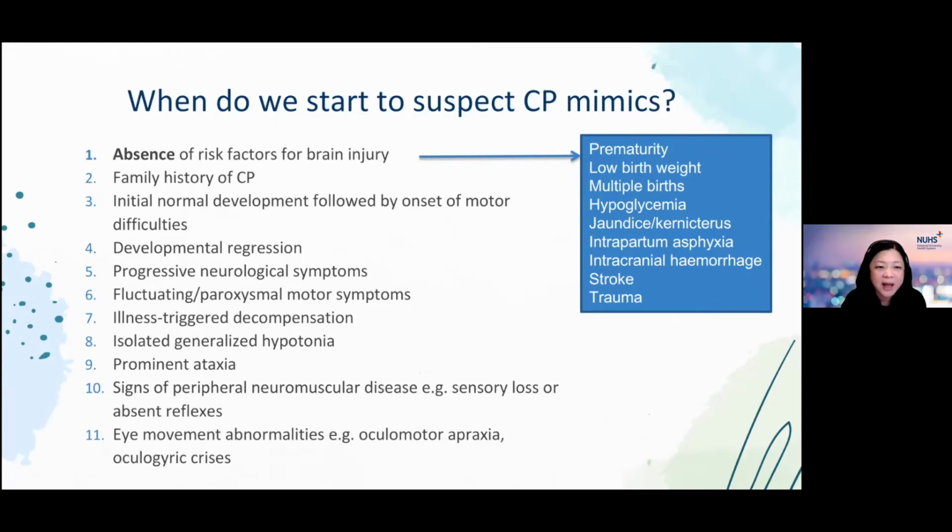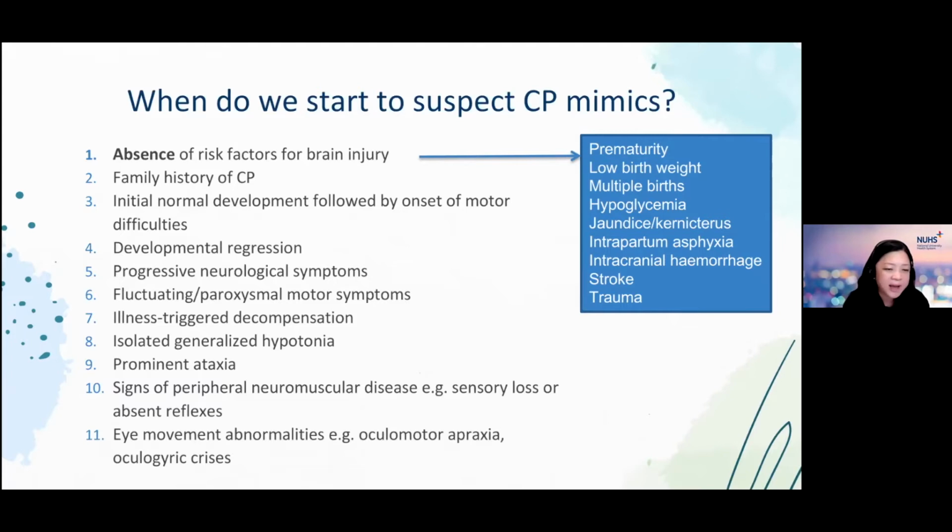If the child had any kind of normal motor development and then later on had motor difficulties or developmental regression or progressive symptoms, we should be very worried. If there are fluctuating motor symptoms or motor symptoms that come on intermittently, we should also be very alert that this is not typical. If the child has an illness and decompensates and loses function, we should also be concerned.